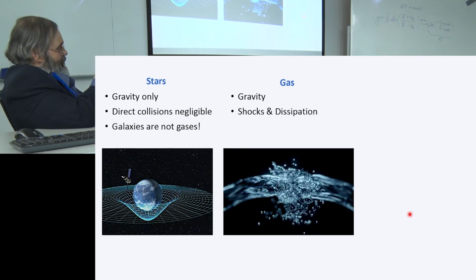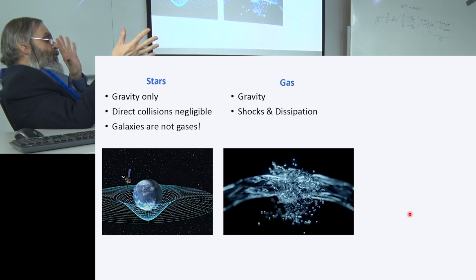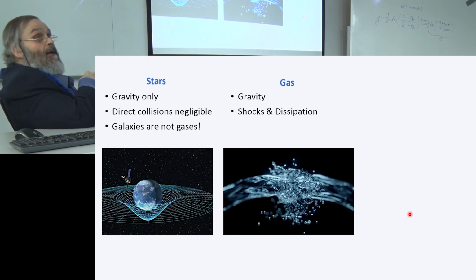Gas interacts through gravity and also through shocks and dissipation. So if you throw two streams of gas together, or a liquid like that, when it hits in the middle, they don't pass through each other. Two streams of stars would pass through each other, and then they'd be pulled back because of their gravity. Gas will shock, will at least be compressed, and dissipate energy through heat.